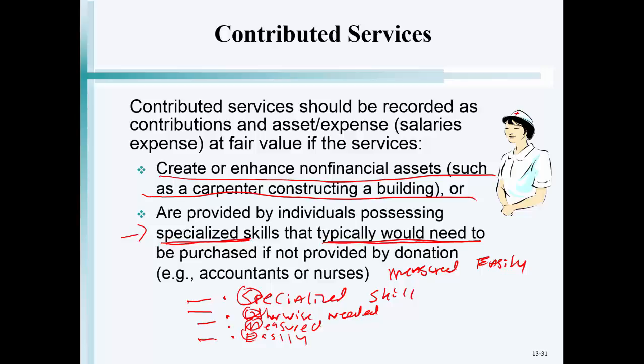It has to be a specialized skill. It has to be what? Otherwise needed by the organization, and it has to be what? Measured easily. In other words, we recognize that donated service some of the time, don't we? When it meets these criteria: specialized skill, otherwise needed, and what? Measured easily. So would this example meet the criteria, the veterinarian?